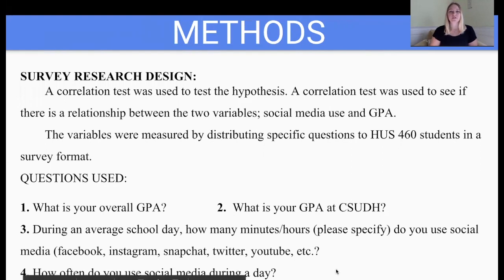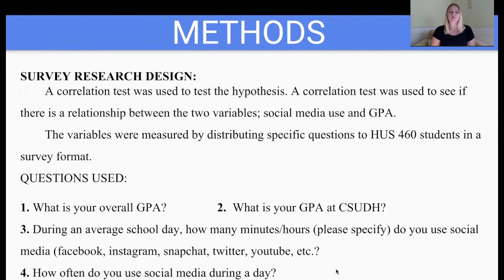Our survey research design was a correlation test that was used to test our hypothesis. A correlation test was used to see if there is a relationship between the two variables, social media use and GPA. The variables were measured by distributing specific questions to HUS 460 students in a survey format.